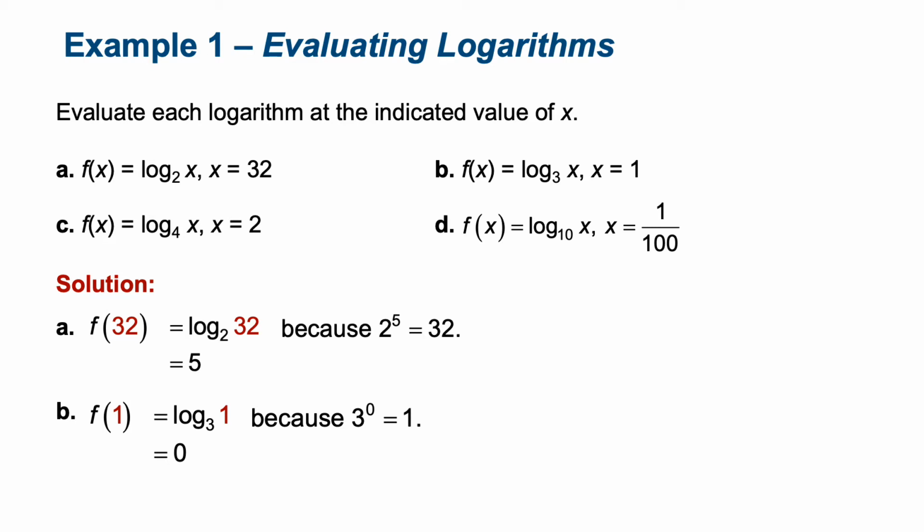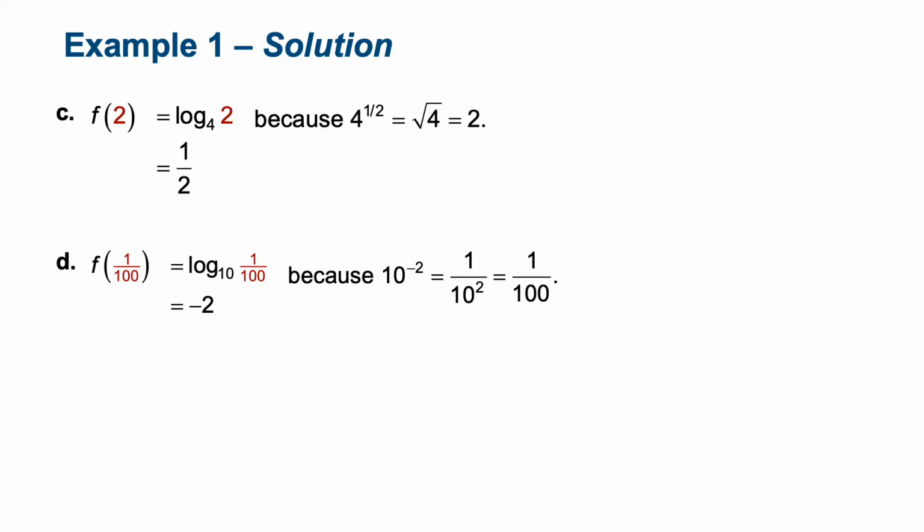So for C, log base 4 of 2. So 4 to what power is equal to 2? Well, the power that 4 needs to be raised to is 1/2, which is the square root of 4, which is 2. So if you have log base 10 of 1 over 100, 10 to what power equals 1 over 100? Well, 10 to the negative 2 power is equal to 1 over 10 squared, which is 1 over 100, which is what we wanted. So the exponent is negative 2, so therefore the logarithm has to equal negative 2.